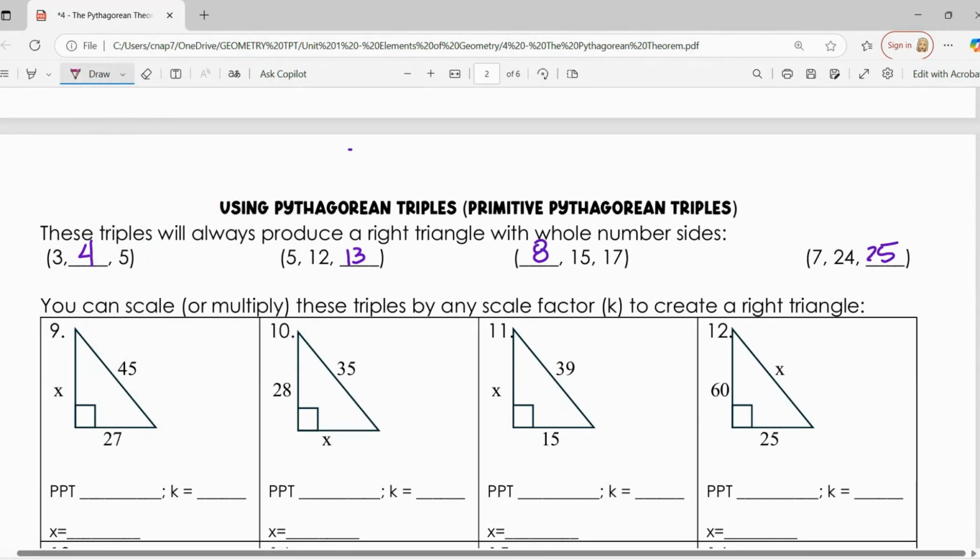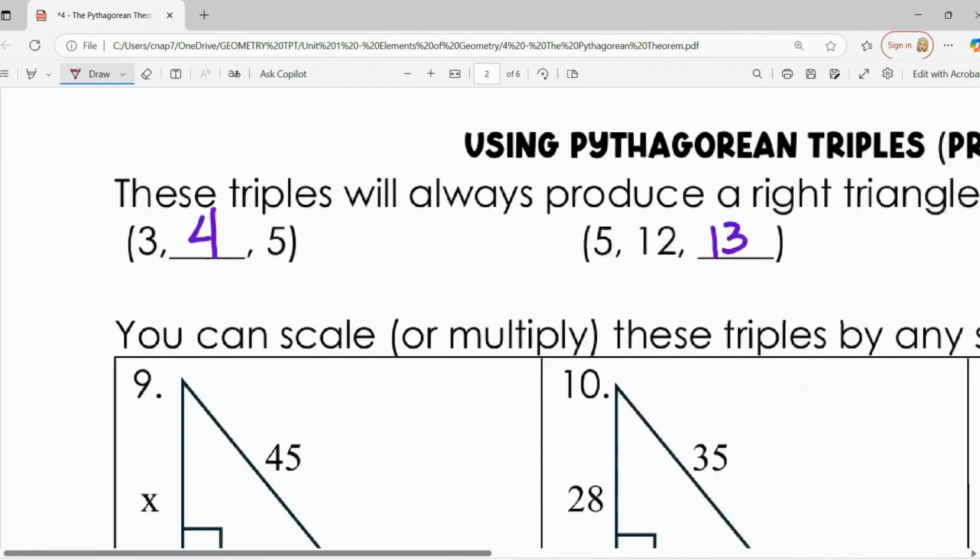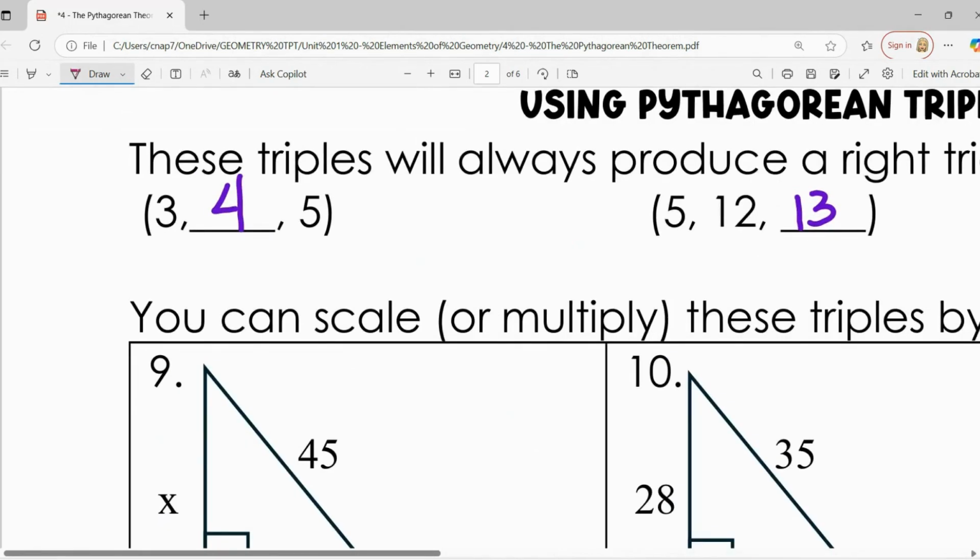And so Pythagoras realized that if he took this triangle that had sides 3, 4, 5, for example, and he squared the 3 and the 4 and the 5, and he added them together, that 3 squared plus 4 squared would be 25. And that would also equal 5 squared, which is 25. And so it worked every single time.